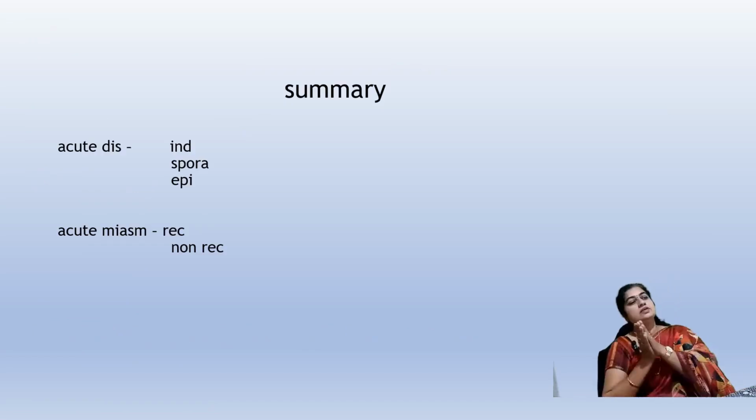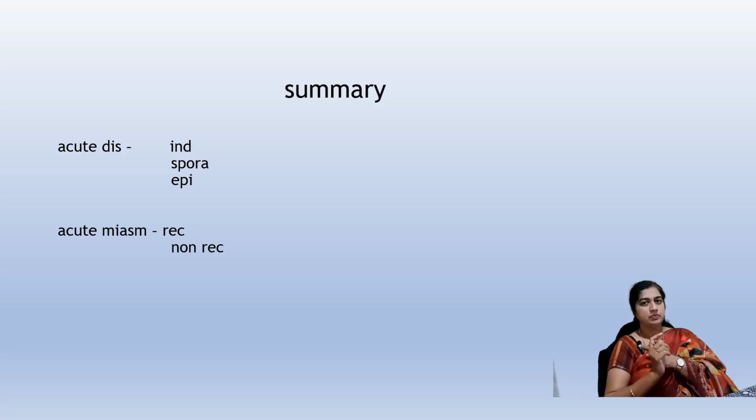Let's summarize this. In this aphorism, we saw that acute diseases are of three types: individual acute disease, sporadic acute disease, and epidemic acute disease. And then we have given an extensive explanation for that. And acute miasms are of two types. One is recurrent acute miasm and the other non-recurrent. This explanation of acute disease is very important because this question is definitely asked in the exam. Also, it's very important from the practical point of view that you will have to classify the disease before you treat.